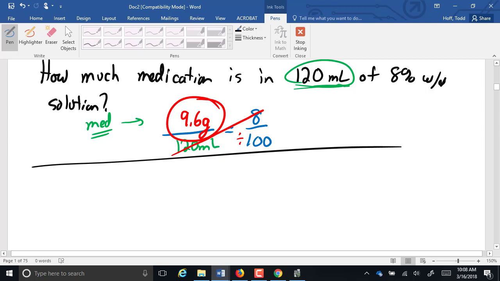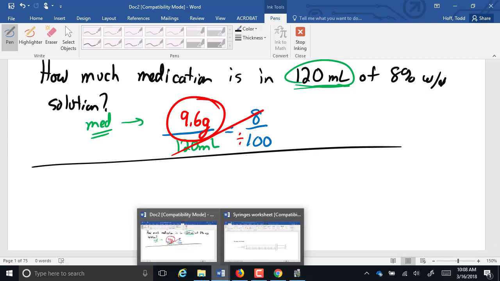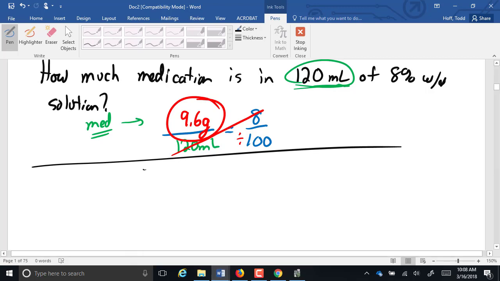Okay, any questions on that, constituting concentrations of solutions? Or too many to ask? Like I said, the biggest thing is to remember that when it's weight and volume, it has to be grams over milliliters. For the other ones, weight and weight and volume and volume, you just have to make sure you have the same units.